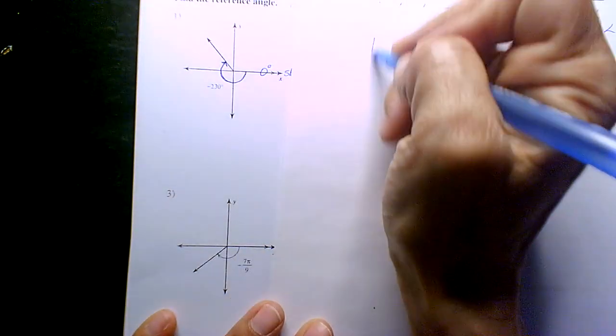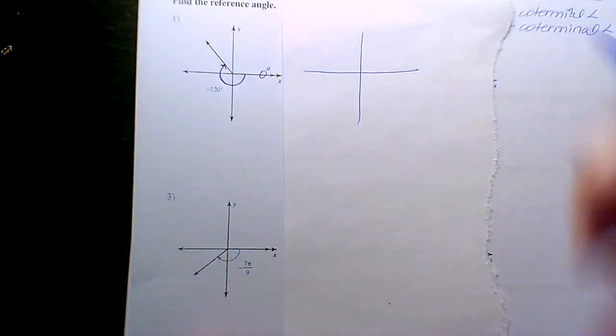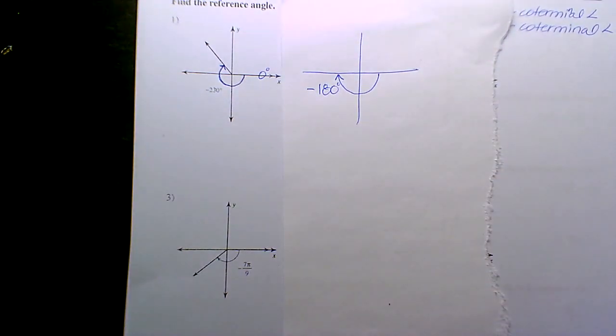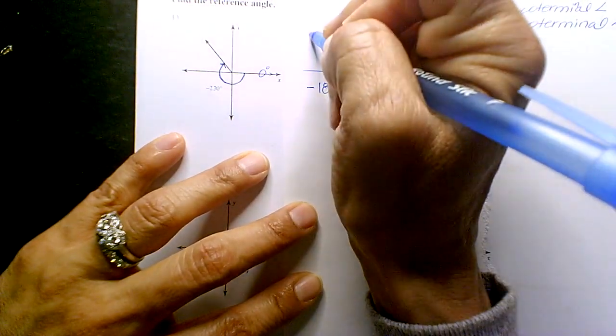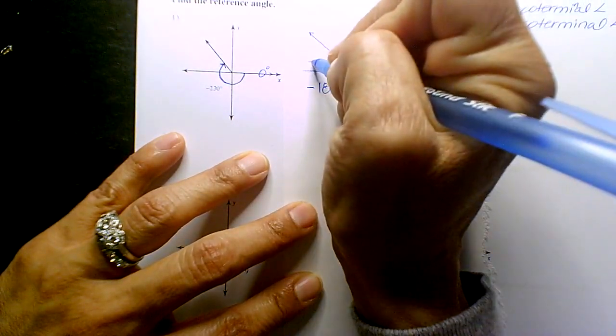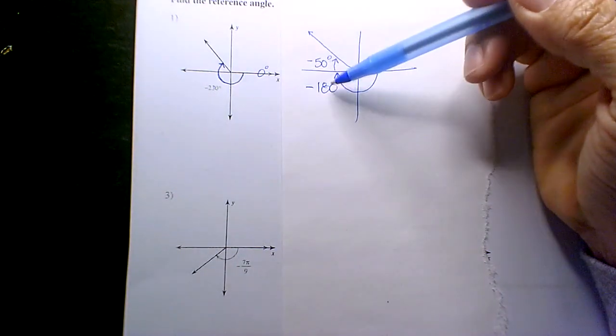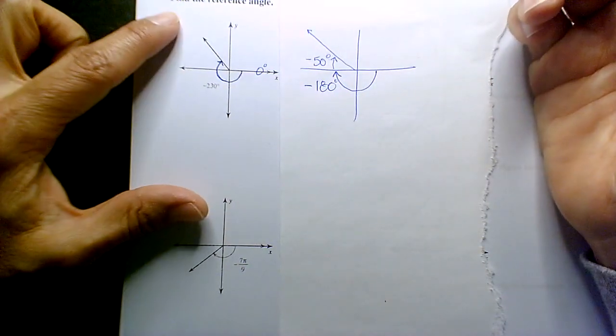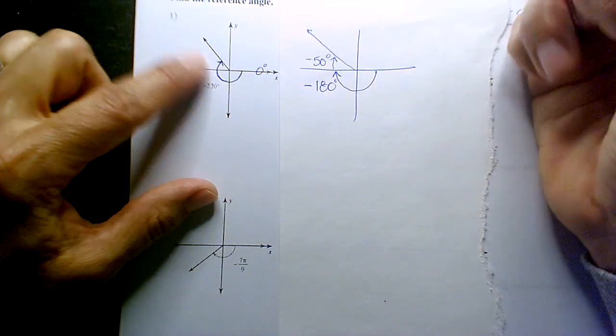You should know that when you're looking at 4 quadrants, this is negative 180, right? So then how much more beyond 180 gives me the negative 230? 50? Okay, so this is the terminal side. So then this has to be negative 50 so that the sum of the two, what's 180 plus 50? 230, right? So if it's asking to find the reference angle, they're asking you for this 50 degrees.